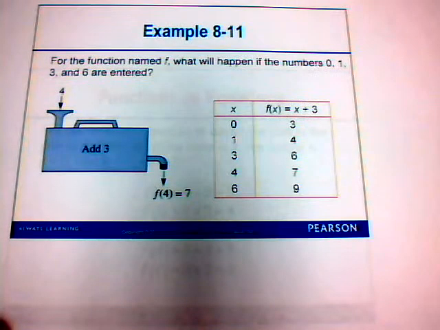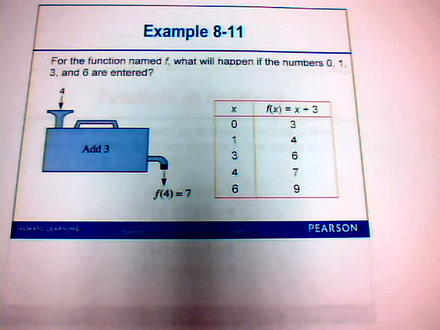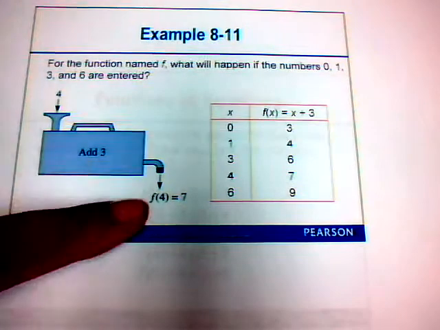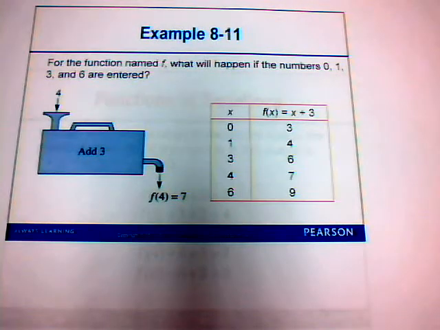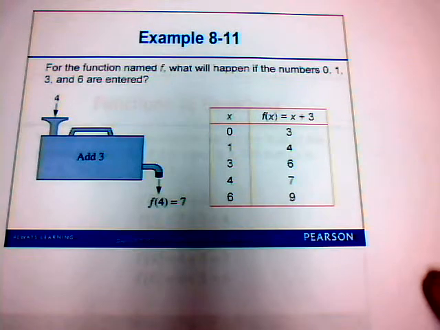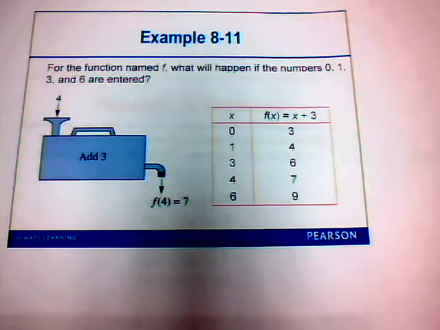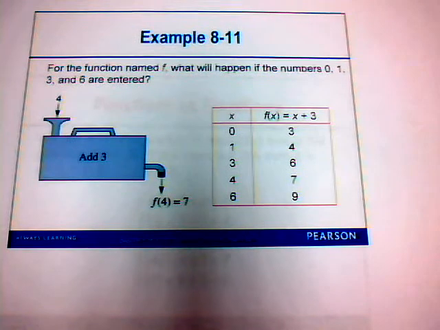In this example, we have a function machine where it's adding 3 to the input to give us an output. Like in this case here, if we input the number 4, we're going to add 3 to the 4 to get 7. So that's f of 4 equals 7. So for the function named f, what will happen if the numbers 0, 1, 3, and 6 are entered?